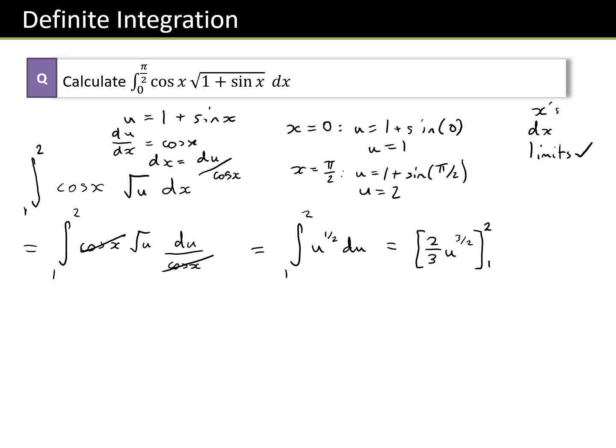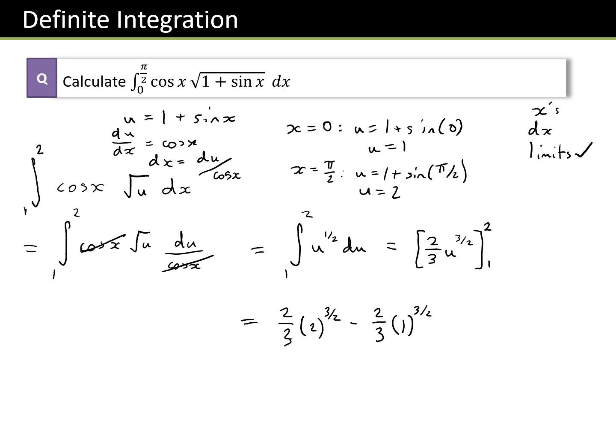However, because we've changed the limits to u's, we can just say when u is 2, the value of that's going to be that. When u is 1, the value of this integrand is this. And when you're finding the difference between the two, you subtract, so you need to just work that out to get the answer. Okay? Now, I'm going to grab my calculator.